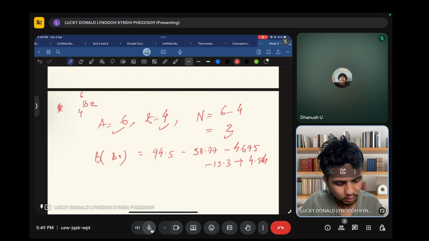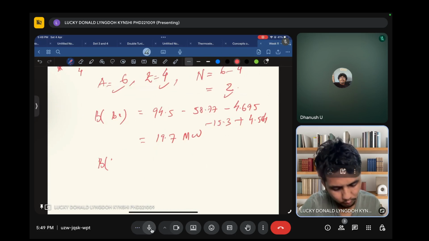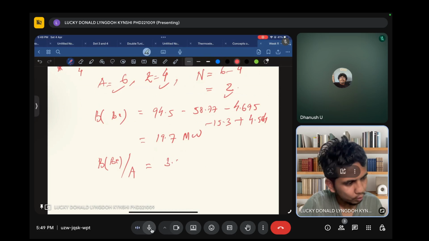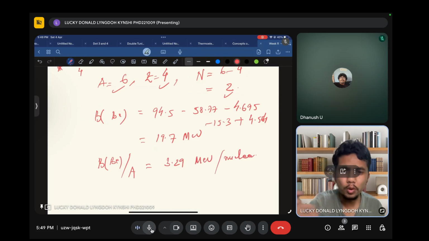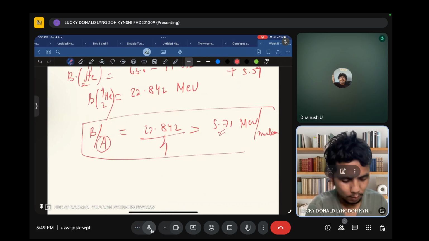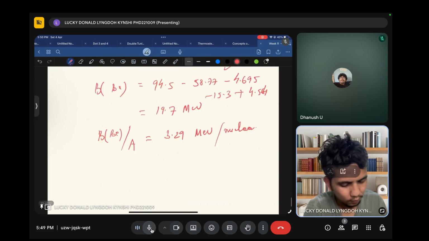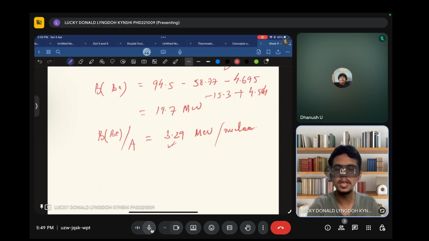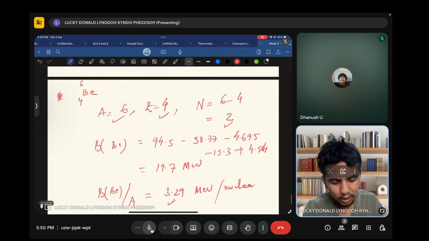So you can cross check these numbers. 9.7 MeV. If you divide it per nucleon, the binding energy of beryllium per nucleon, that is per A, equals 3.29 MeV per nucleon. So if you look at these two elements, what is the first thing that you see? For helium He-4,2 you have 5.71, but for Be-6,4 you have 3.29. So automatically you can say that your He-4,2 is more stable than your Be-6,4.